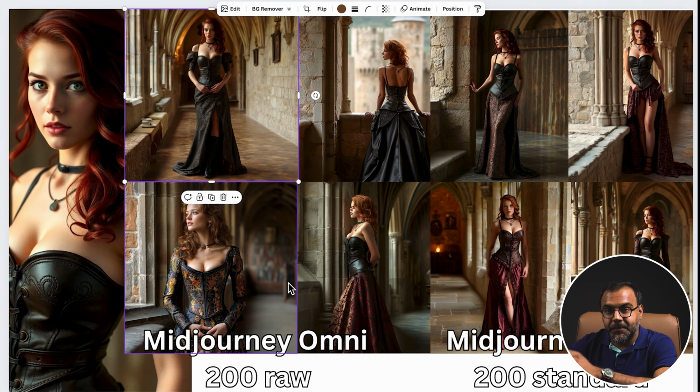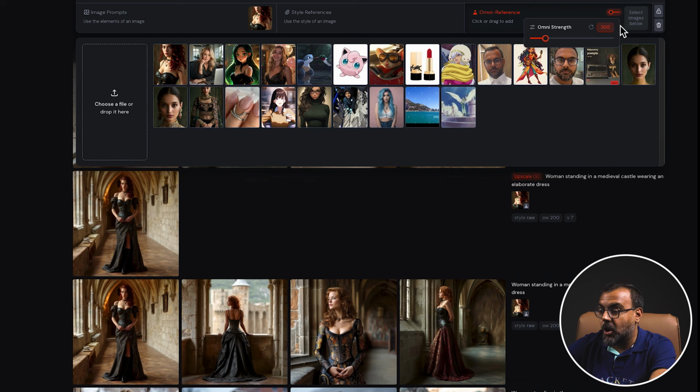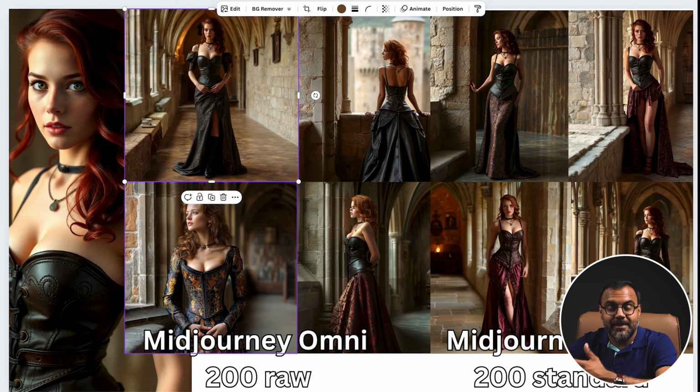So I posted here two options, both with an Omni strength of 200. Omni strength is how you tell MidJourney how much of the character's identity you want to take. The default is 100. I pushed it up to 200 because when you overdo it with these parameters as well, you can lose some image quality. If anybody has tested this out and has better results than what I've shown over here, please do let me know in the comment section below, as I'd love to hear what settings actually work really well.